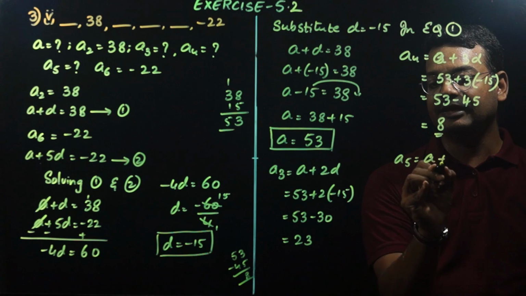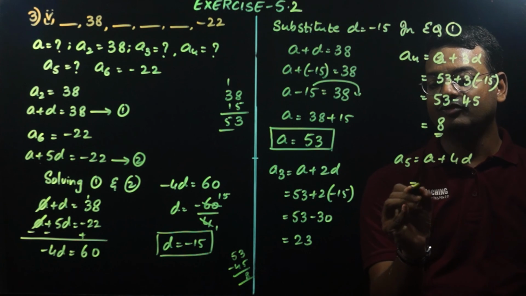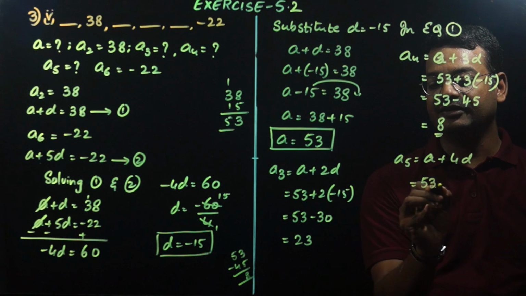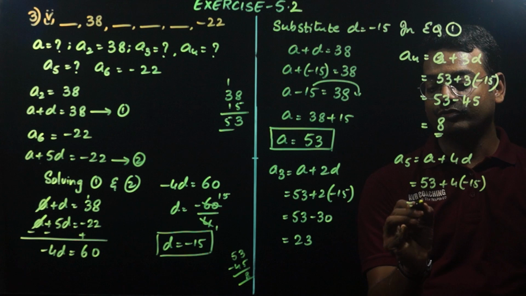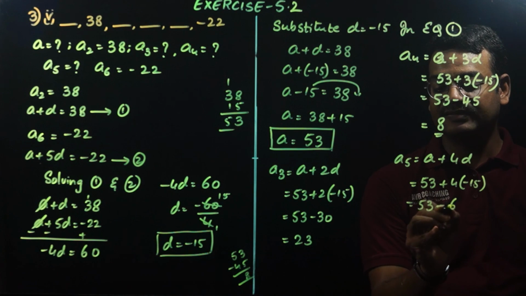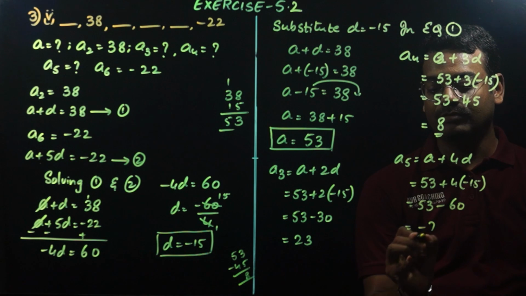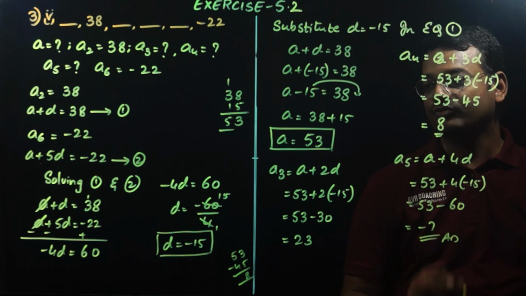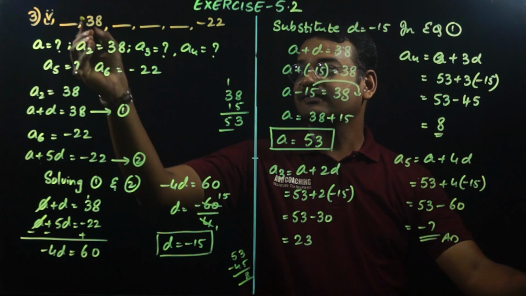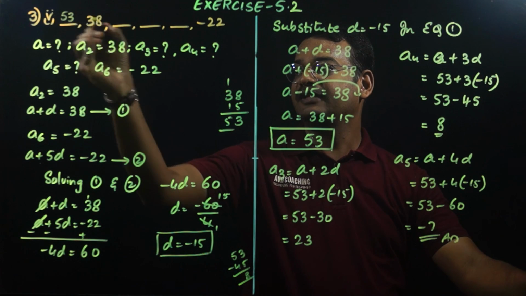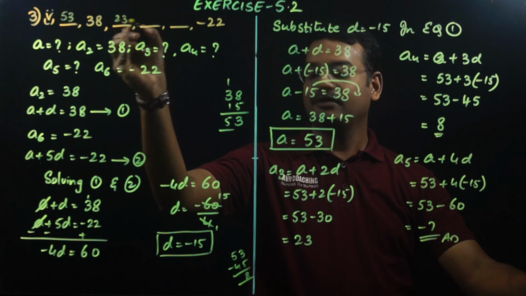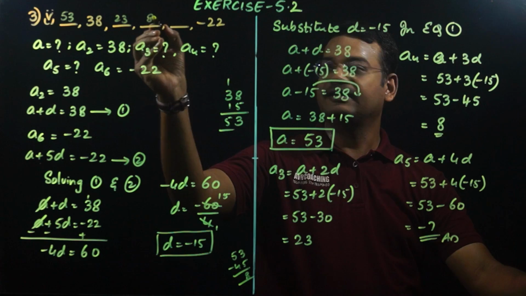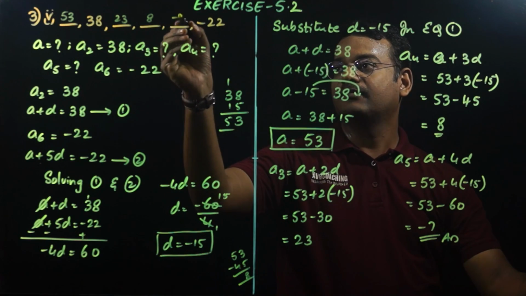Similar way we are going to find the A5 value. A5 is A plus 4D. So A value is 53 plus 4 into minus 15. So 53 minus 60 is equal to minus 7. So we got A value as 53. A2 we have. A3 we have 23. A4 is 8 and A5 is minus 7.